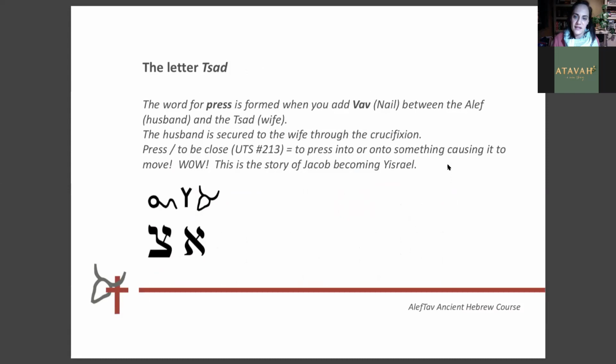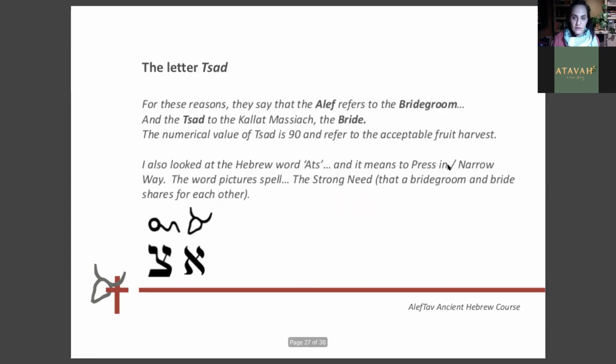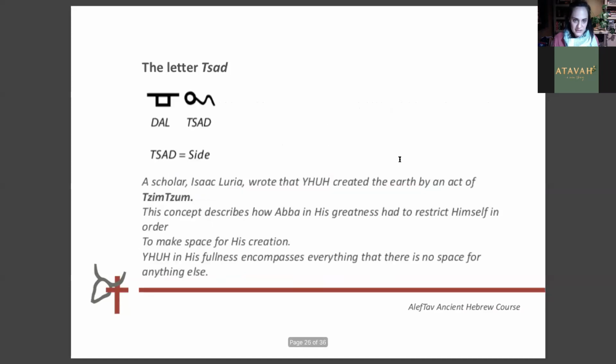So we were looking at the letter Tzad, and they were saying that the letter Aleph refers to the bridegroom, and the letter Tzad refers to the bride. And this comes from the concept that when Abba created the universe, the world, where is that word? The Tzimtzum, okay? That it was all about him making space for us, him making himself less so we can be.